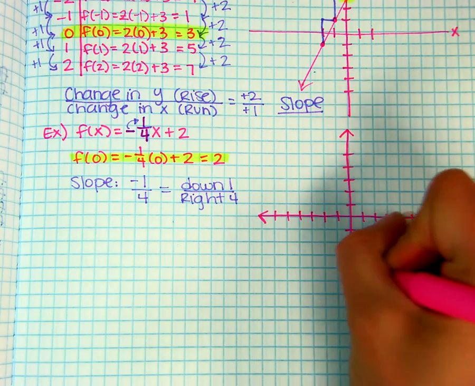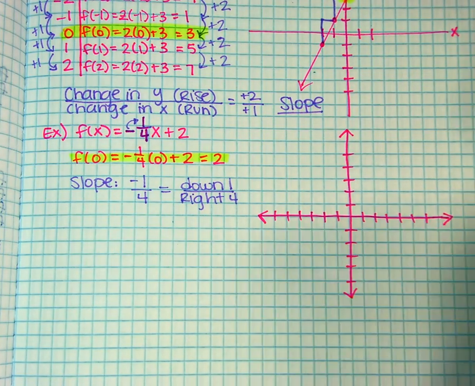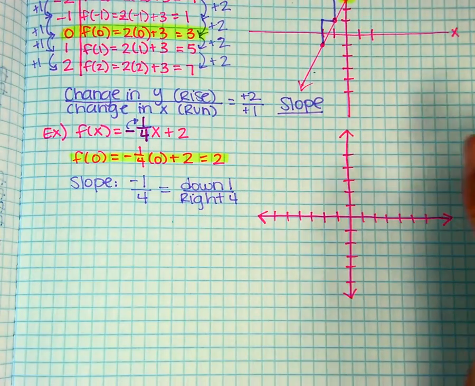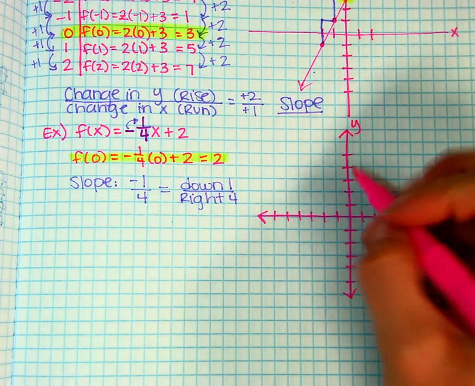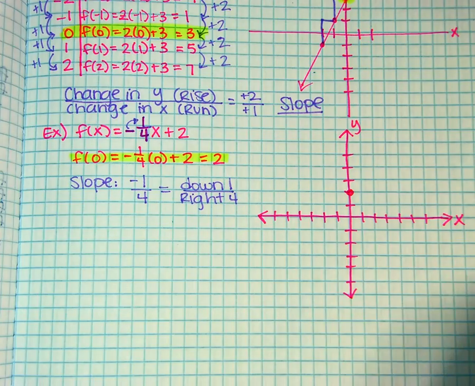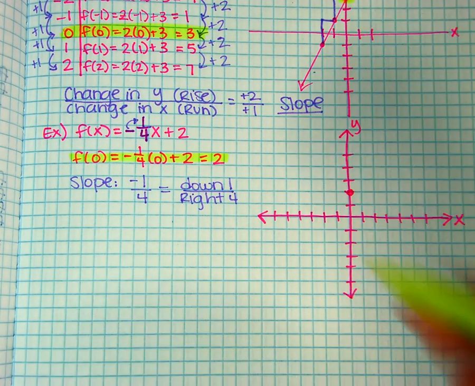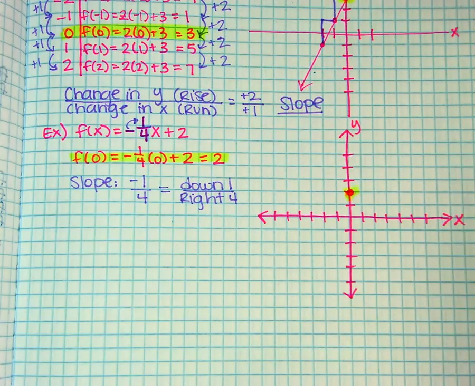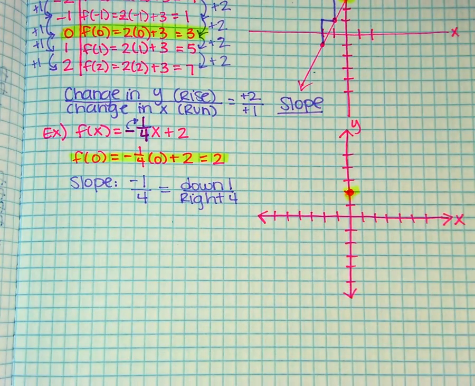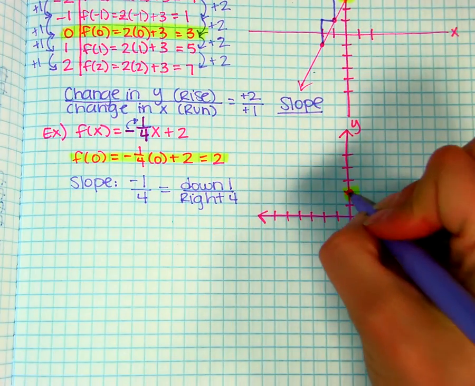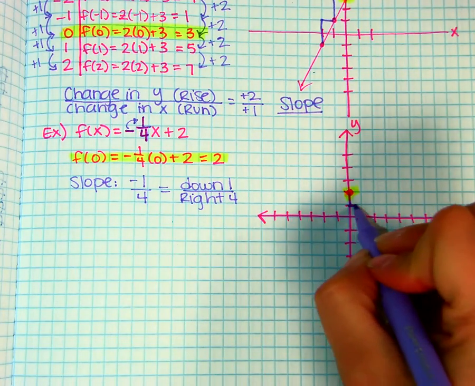Okay, so we go to 0 on the x, and then up to 2, okay? So that's my y-intercept. And I'm going to highlight that just to remind myself that's like my starting point if I'm graphing it this way. My slope, I need to go down 1 and then right 1, 2, 3, 4. So that's going to be my next point.